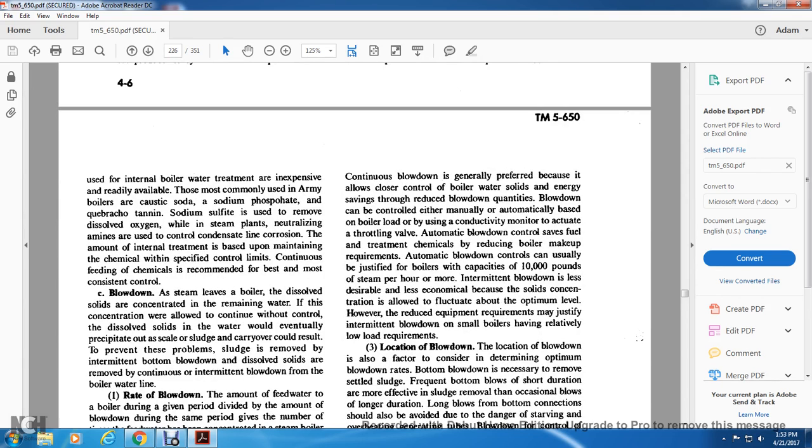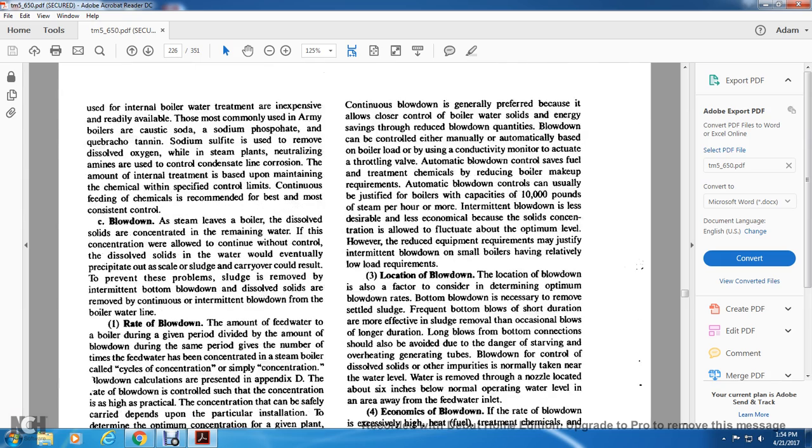The most common chemicals used in the Army are caustic soda, sodium phosphate, and sodium sulfite. Sodium sulfite is used to remove the dissolved oxygen in steam plants, and neutralizing amines are used to control condensate line corrosion. The amount of internal treatment is based upon maintaining the chemical specified control limits. Continuous feeding of the chemicals is recommended for the best and most consistent control.